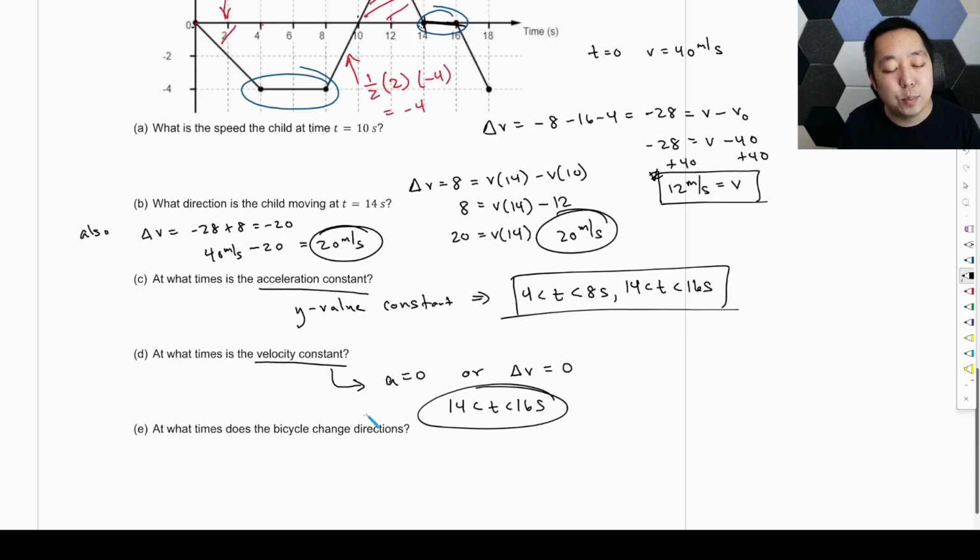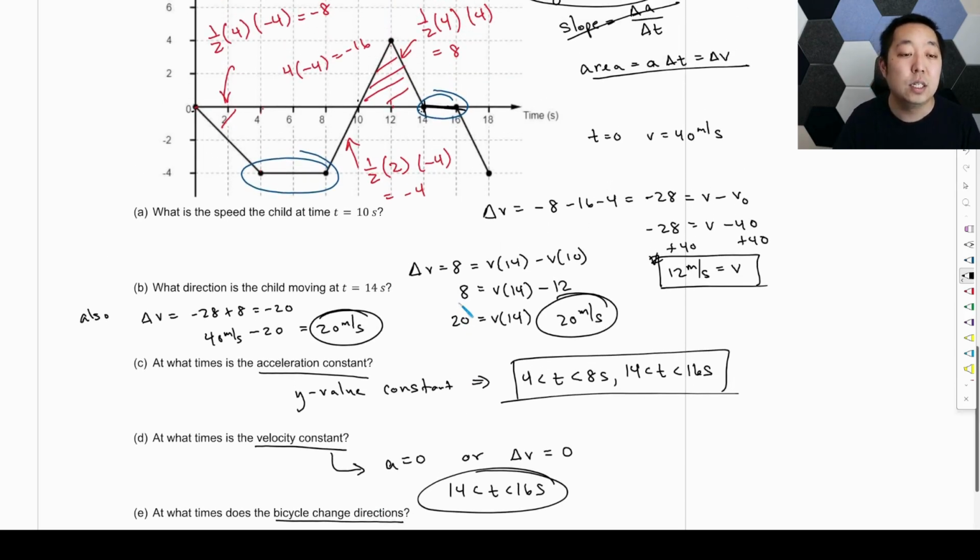At what times does the bicycle change directions? Changing directions is a little bit tricky. You have to think about when it started off positive. Remember, direction is the sign of the velocity. Right now, the velocity is positive and positive. So does the velocity ever get negative? Well, at this point, we know we calculated before, we're going at 20 meters per second.